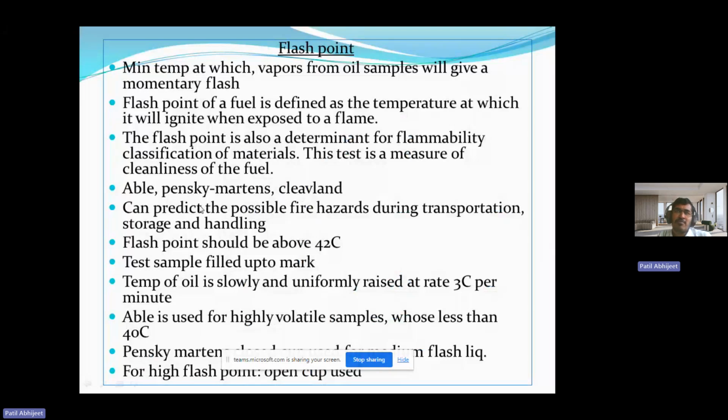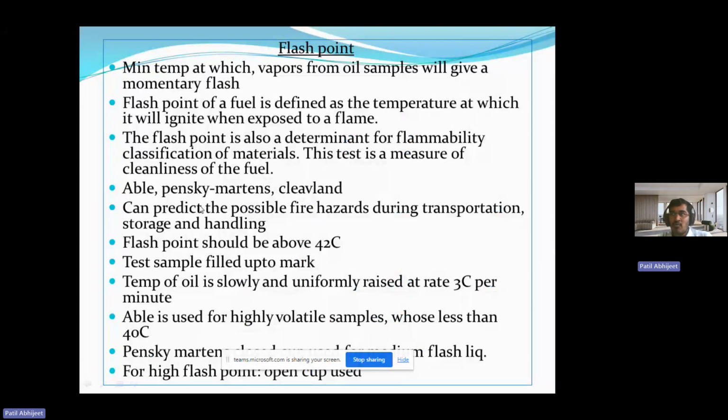There are a number of devices used to measure flash points, known as flash point apparatus. The flash point is a determinant of the flammability of petroleum fractions, and according to it some petroleum fractions are classified based on the flammability of the material. This test is also a measure of the cleanliness of the fuel.